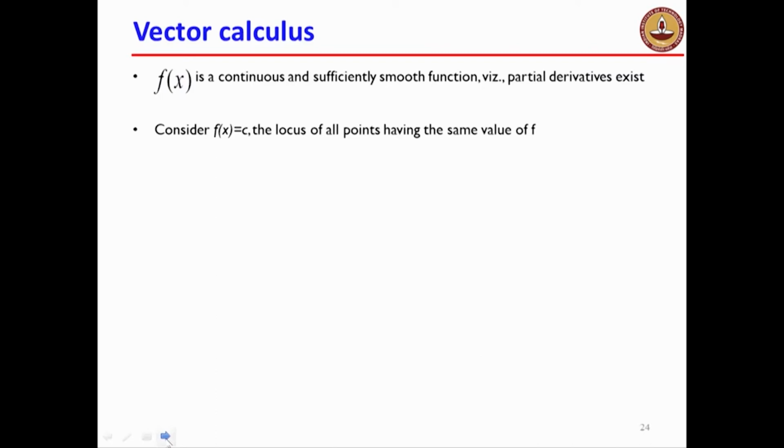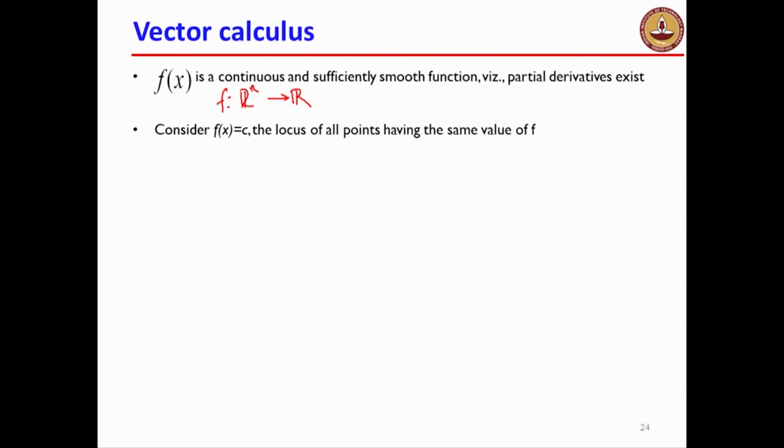So I'm just going to talk about vector calculus. We'll assume that f is a continuous function, I mean, f is a function from Rn to R, so it means it's a single real valued function. It is also assumed to be continuous, sufficiently smooth, which means we assume that the partial derivatives exist to as many orders as we want.